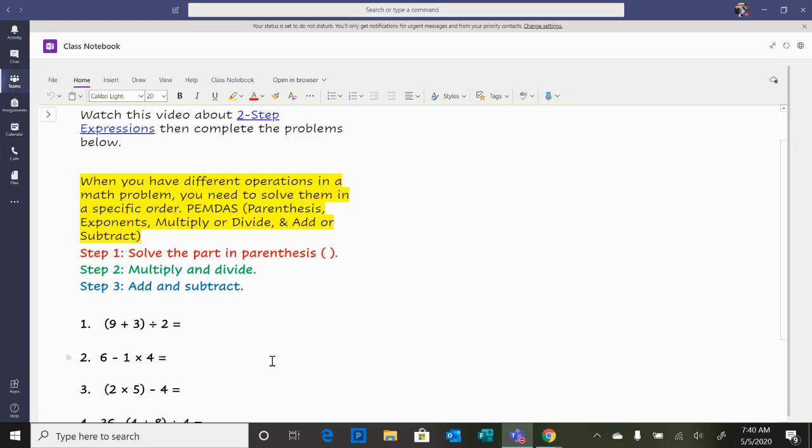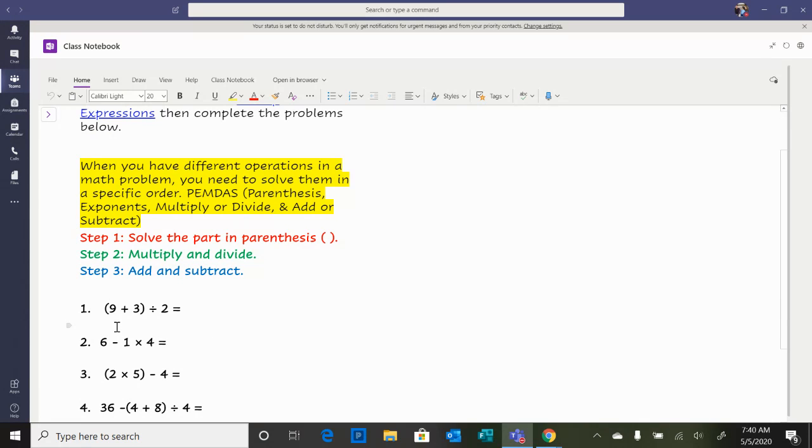So let's look at the first problem. The first one says 9 plus 3 in parentheses divided by 2. But Mrs. Boydson, adding subtraction is last. No, look, the problem is in parentheses, so I have to start with the parentheses. So 9 plus 3, that's 12. 12 divided by 2 is 6. Let's go down to the next one.